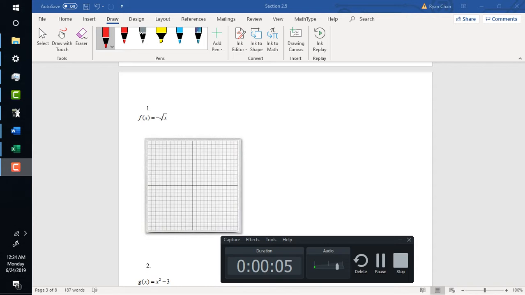Today we're going to be continuing on with section 2.5, which is transformations. We're going to be learning how to do transformations of entire graphs this time, as opposed to just points.